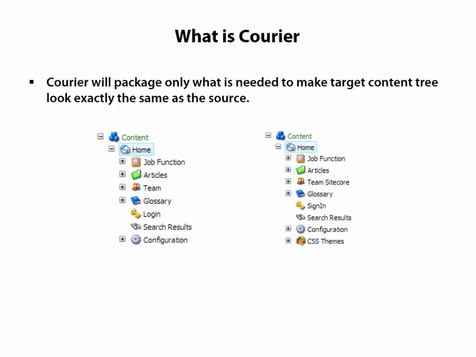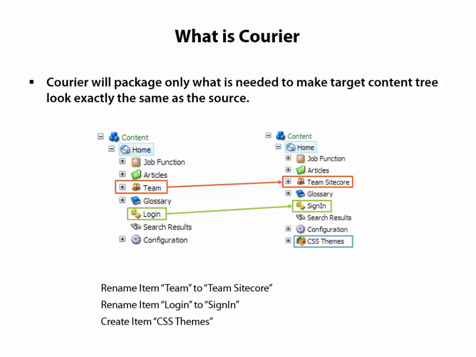So here is how the magic happens. Let's say you have content tree on the left at your development machine and the one on the right at production. The module will note all the changes such as renaming items, adding new node called CSS, and then produce a package that can be installed at your test or production website.